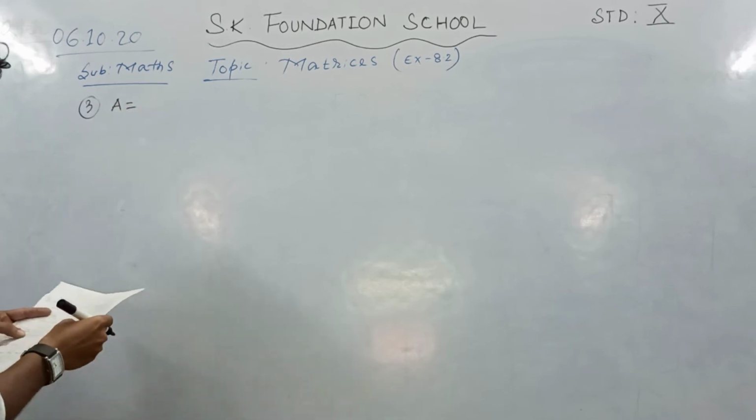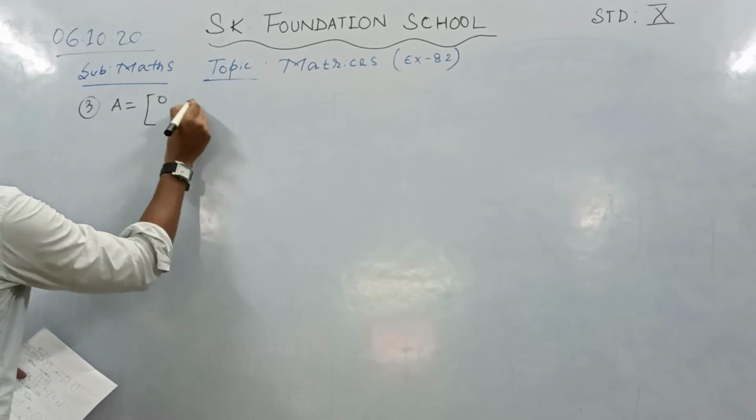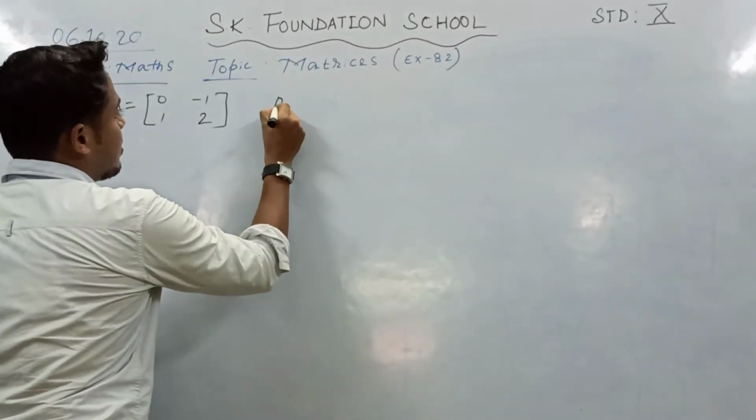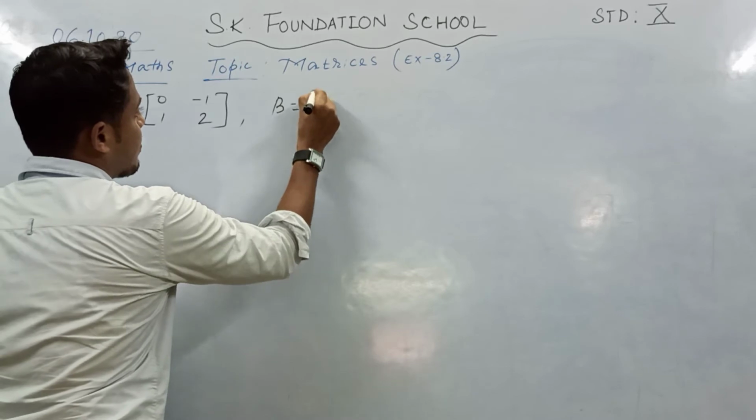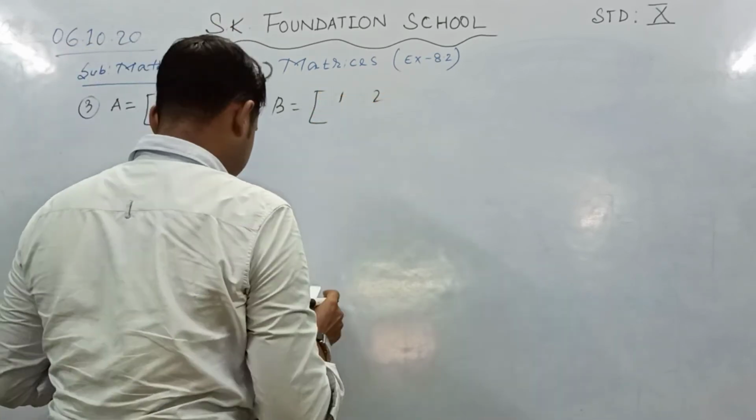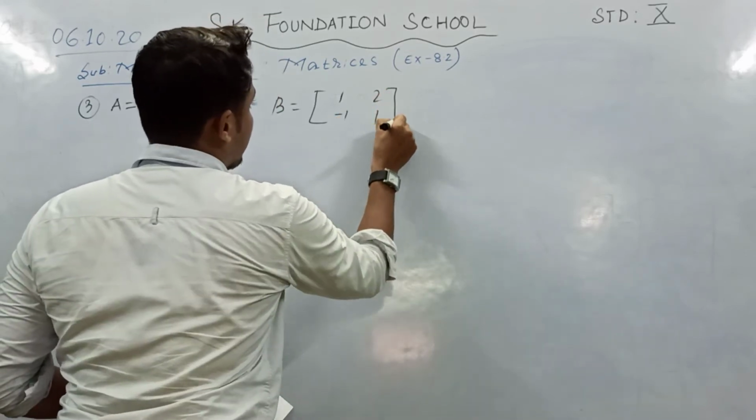Matrix A equals [0, -1; 1, 2]. Okay, matrix B equals [1, 2; -1, 1].